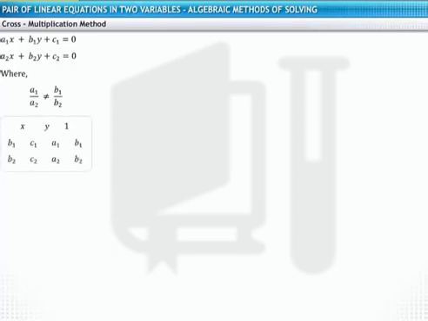To solve this pair of equations for x and y using cross-multiplication, we'll arrange the variables x and y and their coefficients a1, a2, b1 and b2 and the constants c1 and c2 as shown on the screen. Now, we write x divided by the product of b1 and c2 minus the product of b2 and c1. Following the same procedure for y and 1 and equating the three fractions, we get the expression as shown here.